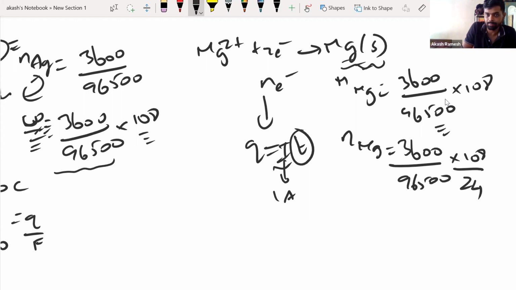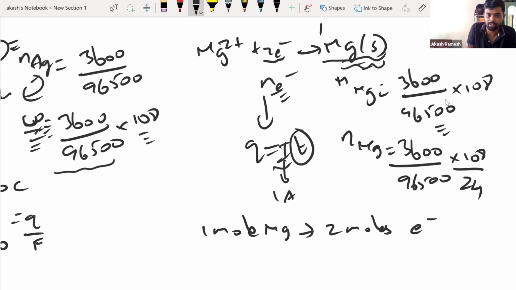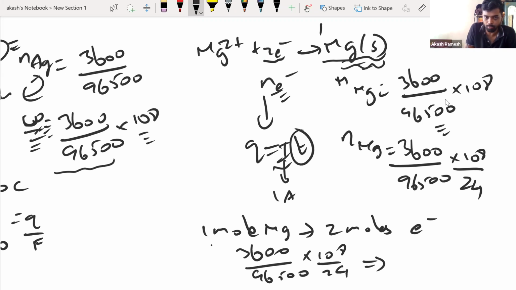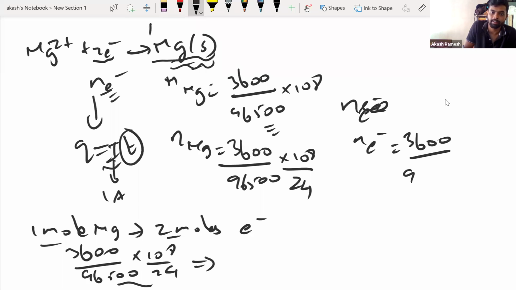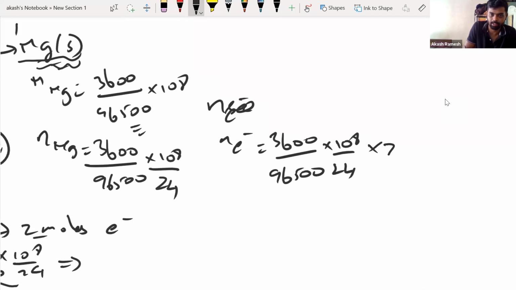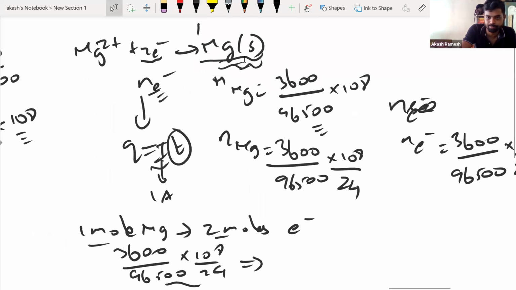Now you go for stoichiometry. You can find the number of moles of electrons now. 1 mole of Mg requires 2 moles of electrons. So how many moles do I have here? This many moles, 3600 divided by 96,500 into 108 divided by 24 moles, will require twice of this, is it not? If 1 mole requires 2 moles, this many moles will require twice of this. So I can easily find the number of moles of electron, which is 3600 divided by 96,500 into 108 by 24 into 2. The number of moles of electron will be twice the number of moles of magnesium. No problem.